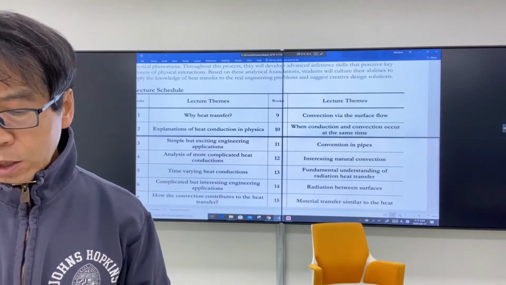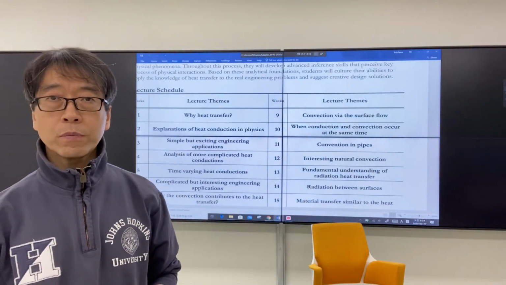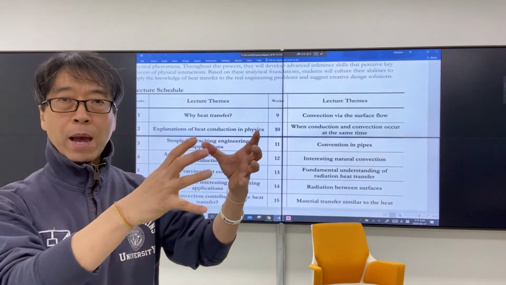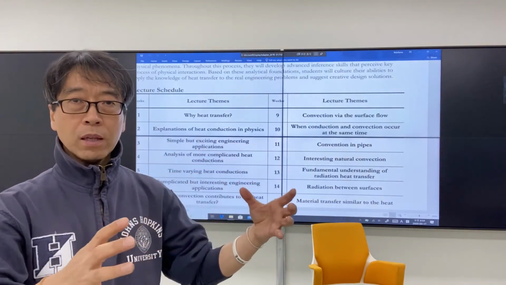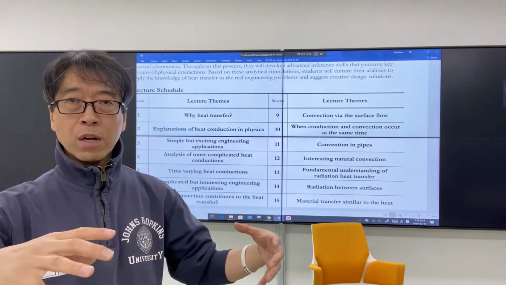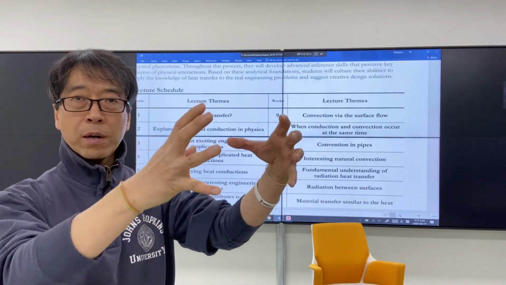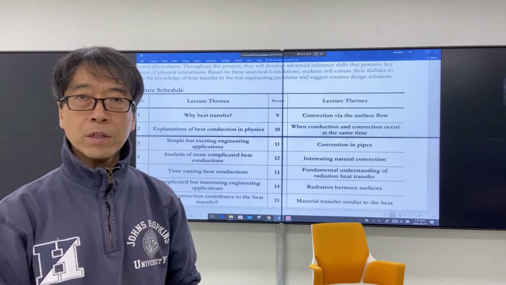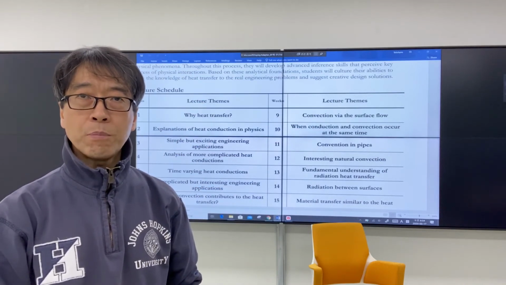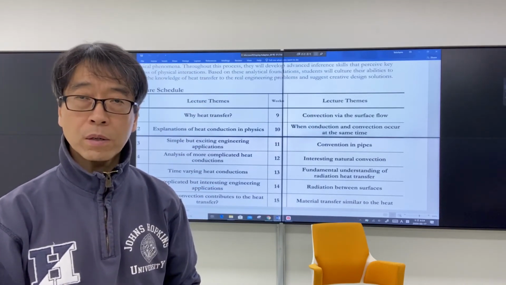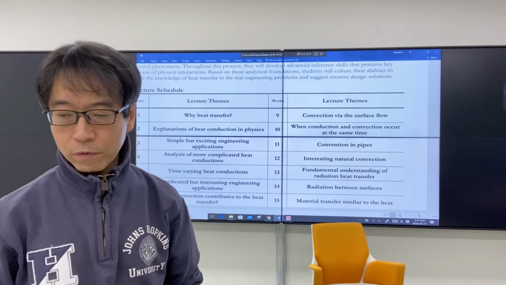12th week, interesting natural convection. You have some matter that is hot, and because of the heat, air will flow around this hot matter, and that will create a very interesting, beautiful phenomenon of convection, natural convection.